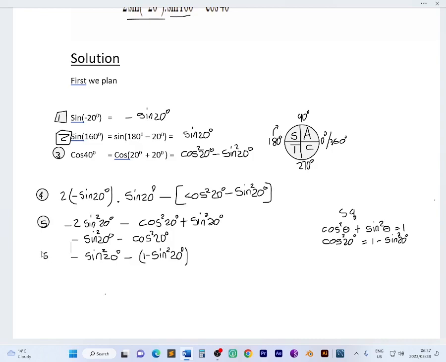So now we simplify further, taking us to step 6. It would be negative sine squared 20 degrees, we write as is. Then negative times 1 is going to be negative 1. Negative times negative gives us positive, so it's going to be positive sine squared 20 degrees. So we find that the negative sine squared 20 degrees cancels with the positive.